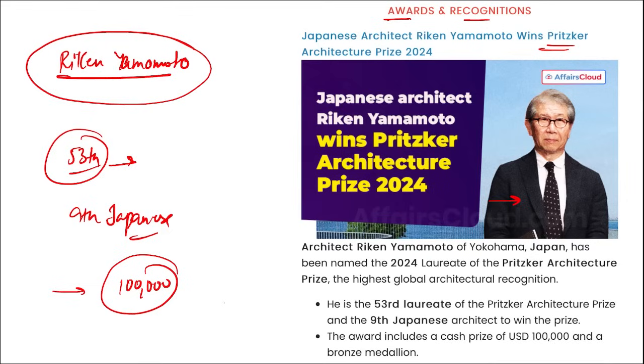Right? Then, if we talk about this Pritzker Architecture Prize, this was established in 1979, and this award is given to honor the living architects whose built work demonstrates a combination of talent, vision, and commitment. And this award, Pritzker Prize, is also often labeled as the Nobel Prize of Architecture.